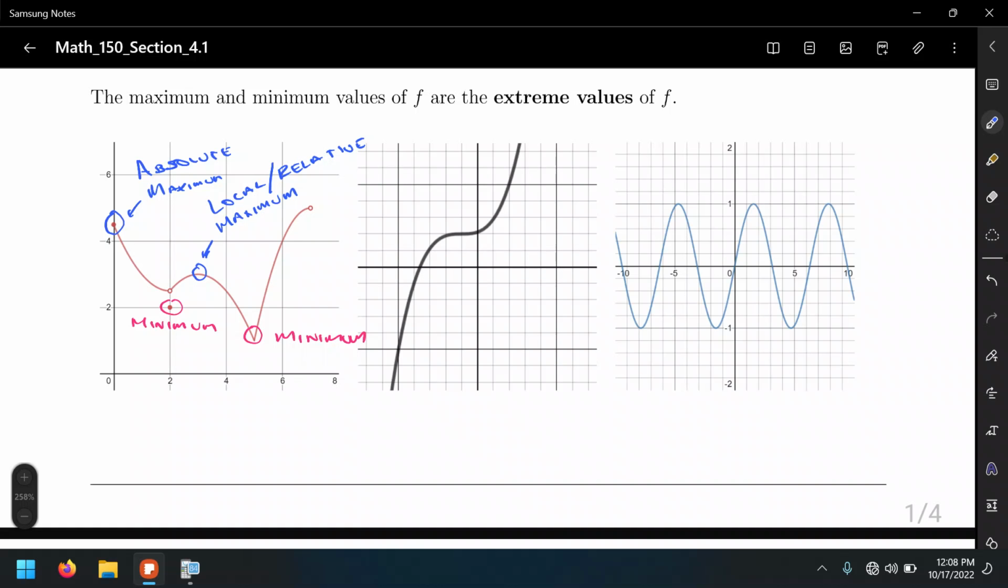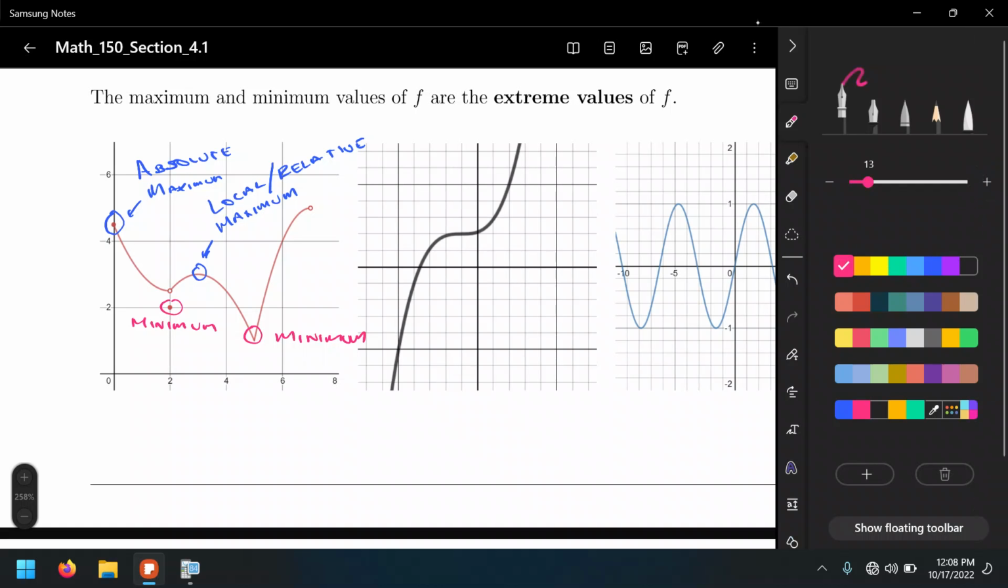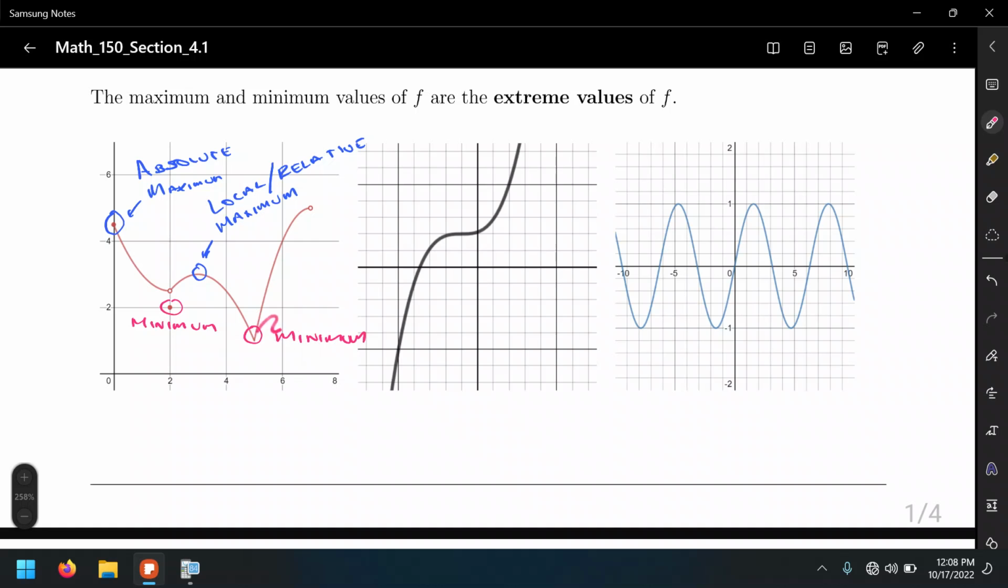All right. Now let's have a look at the minimum points. This one right here, which is the lowest point on the graph, that's actually the absolute minimum. And in this case, the other minimum right here, which is not the lowest point in the graph, but still is regarded as one of the minimum points, it's going to be the local or relative.